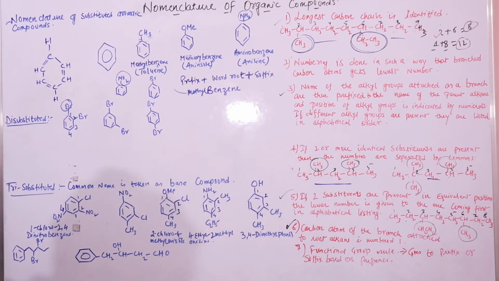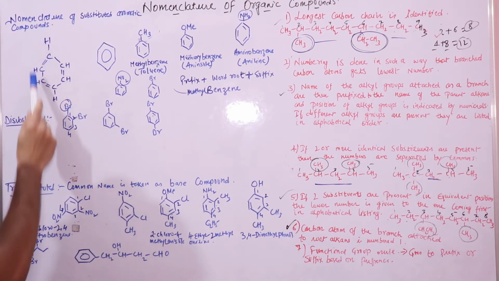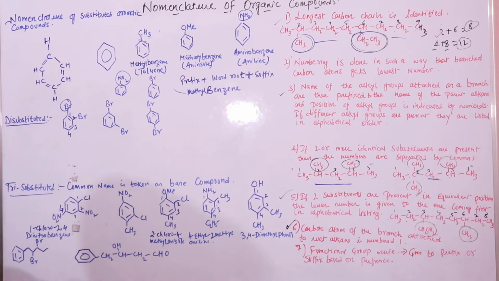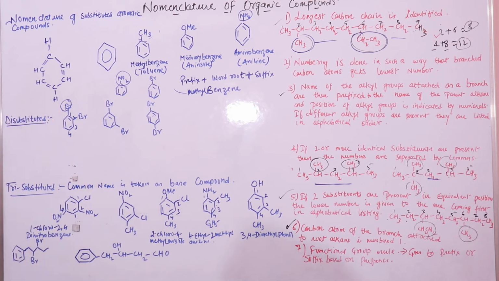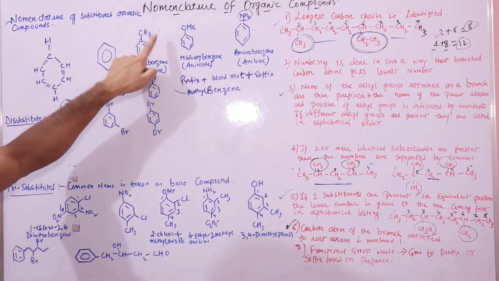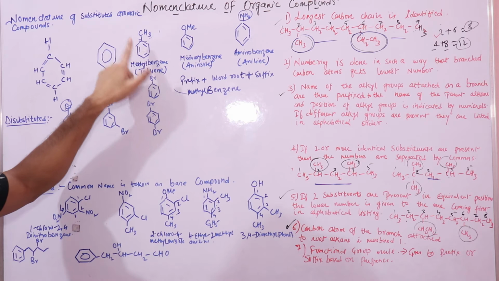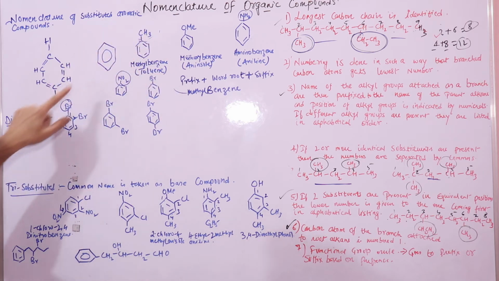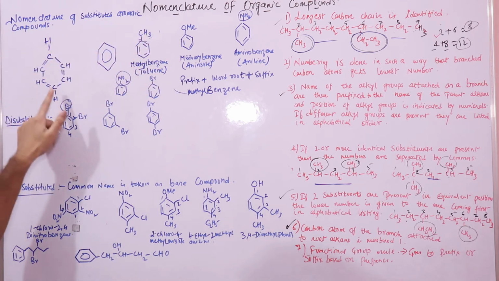So what are the derivatives? Now we are looking more into the derivatives of this compound. Derivatives of this compound are obtained by replacing hydrogen with a substituent, right? Here a substituent, like if I replace this hydrogen with a methyl group, what I'll get is this compound. Now we'll see how to name these compounds, which are derivatives of benzene, right?